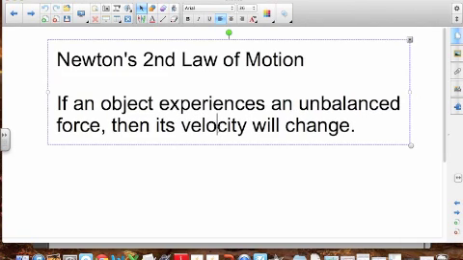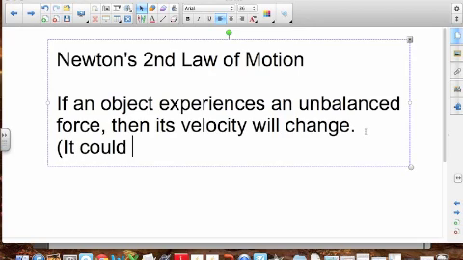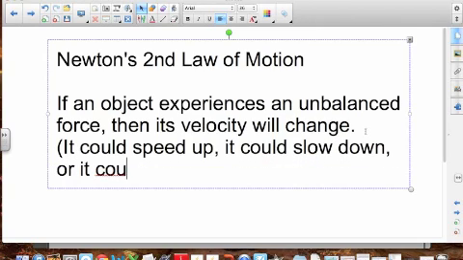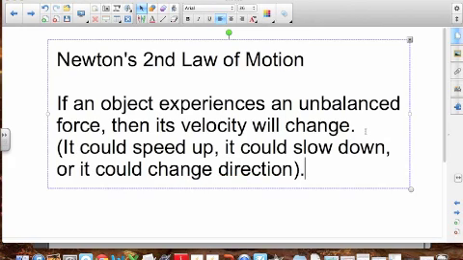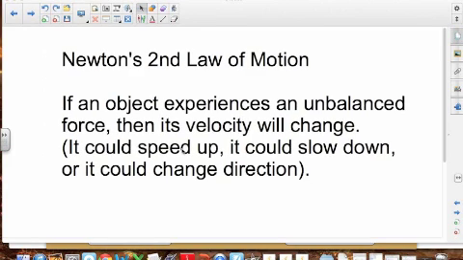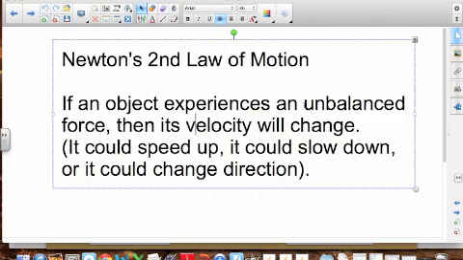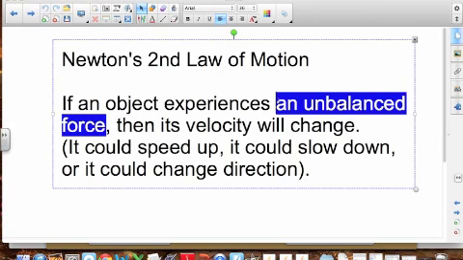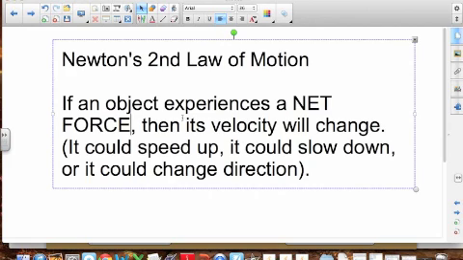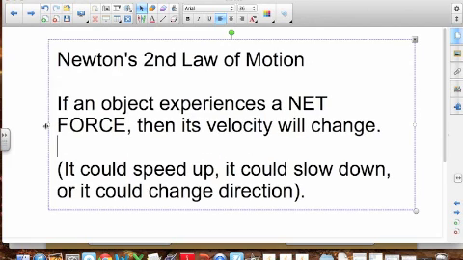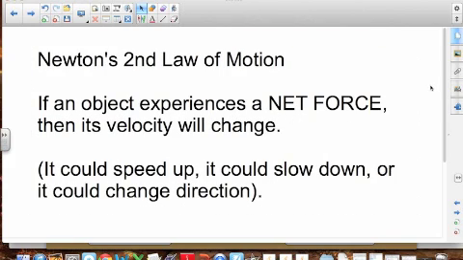This means that it could speed up, it could slow down, or it could change direction, or it could do all three. Now I want to change this slightly. Instead of an unbalanced force, I'm going to use a term that we learned at some point during this year. I'm going to say a net force, because this is a little bit more precise way of saying it. So if an object experiences a net force that is not zero, then its velocity will change.